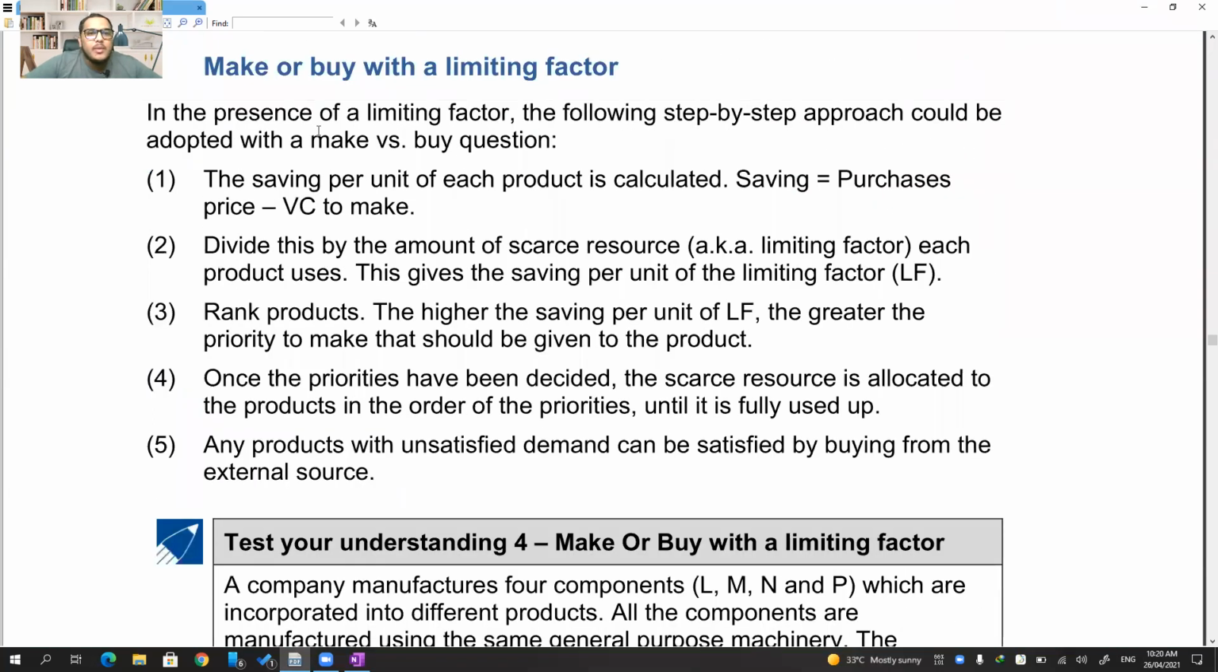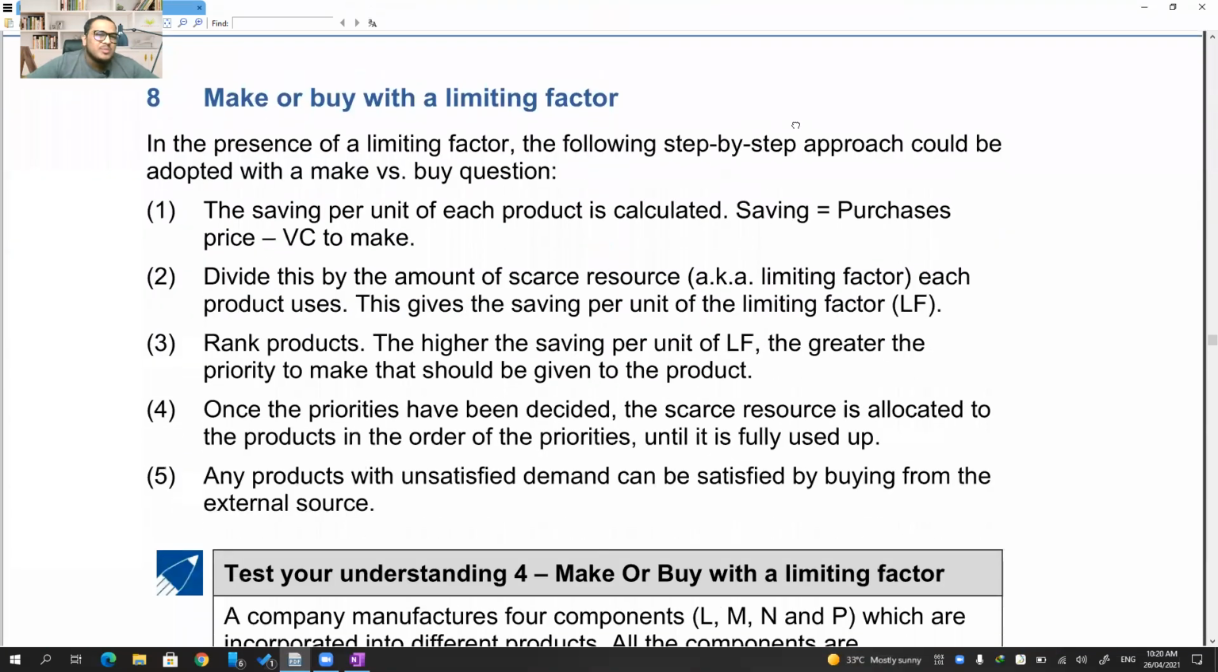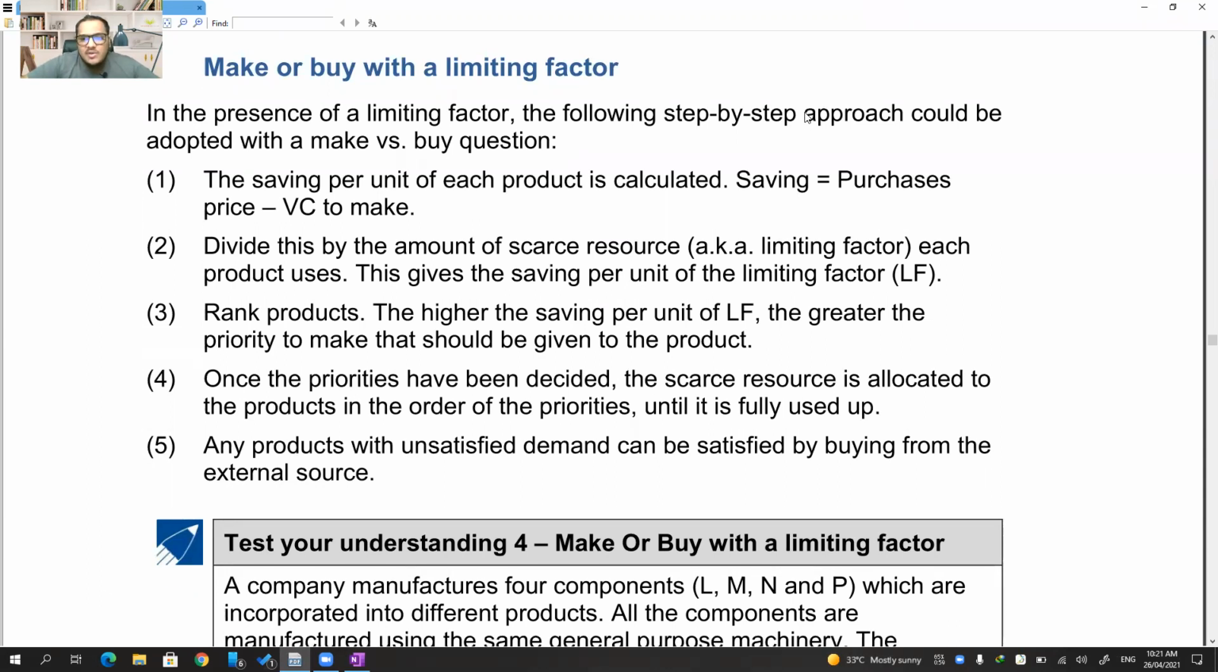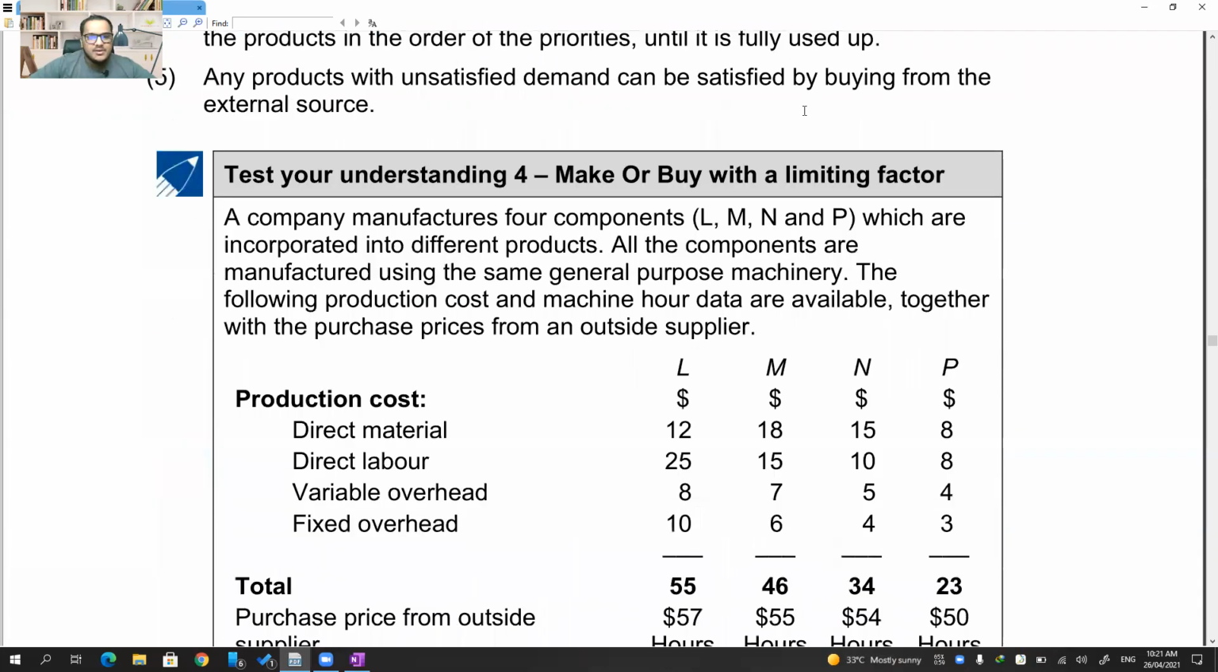Okay, look at this. Make or buy with a limiting factor. Already we know this, when there are limiting factors, what will we do? We'll first identify the contribution per unit of limited resource, right? How do you calculate that? Sales minus variable cost will give me contribution, divided by the number of units of limited resource consumed for that particular product, is the contribution per unit of limited resource. Then we will rank them accordingly. Whatever is giving you the best contribution per limited hour, you produce that within your factory. Whatever is giving you the last, if the resources are insufficient, then go for external purchase. Common sense, nothing out of that.